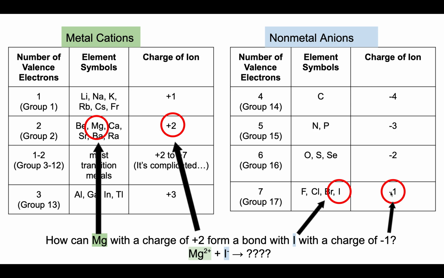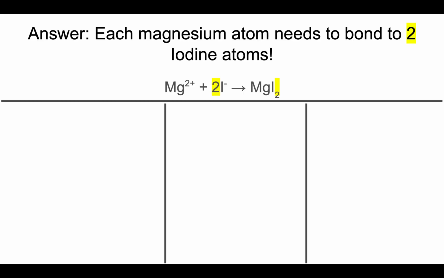And the answer to that is when you combine these substances, you usually have a bunch of magnesium atoms and a bunch of iodine atoms present. And so we're going to need some extra atoms. Since magnesium has a +2 charge and iodine has a -1 charge, each magnesium atom is going to bond to 2 iodine atoms. So let's look at how this entire process works step by step.